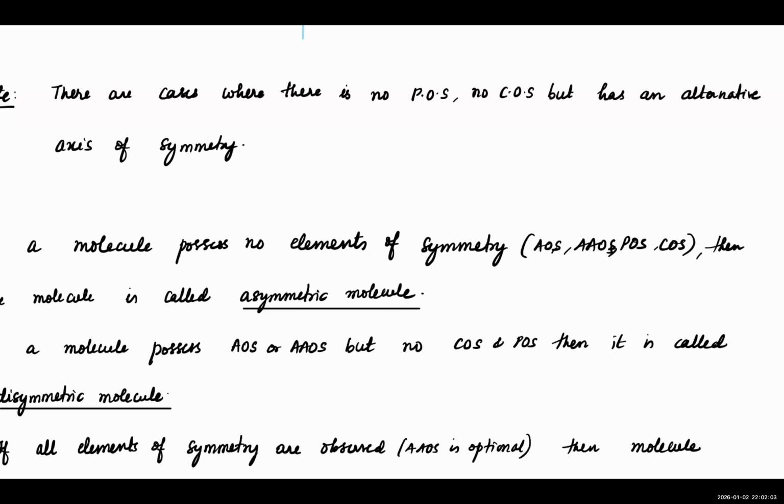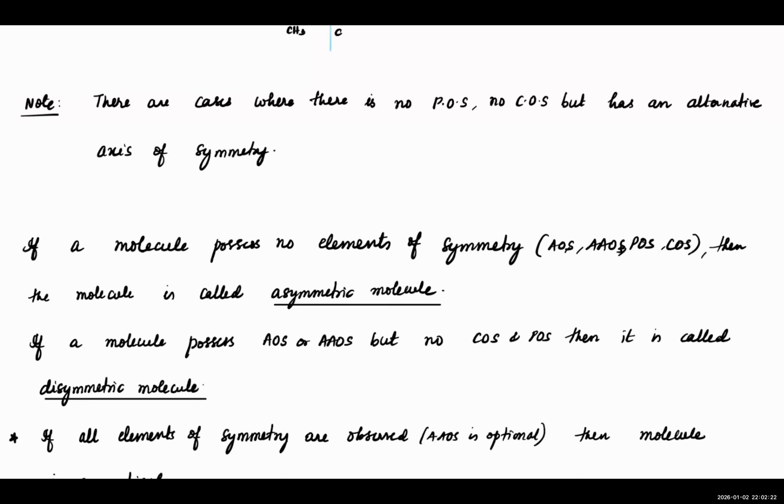Yes, there are some specific cases where there is no plane of symmetry, no center of symmetry, but there are alternative axes of symmetry. The structure is a little complex, but there are cases like that. That's why, remember, this is a very, very important statement question asked in JEE Advanced. Got it?